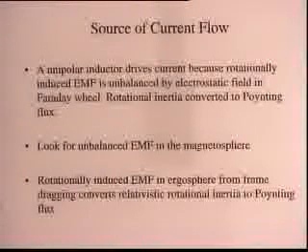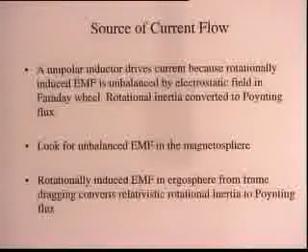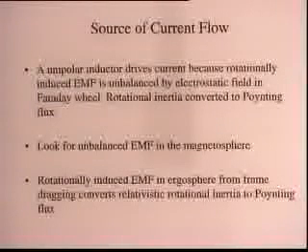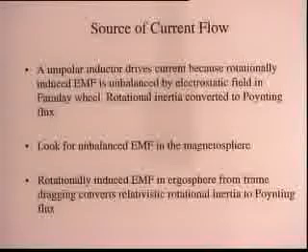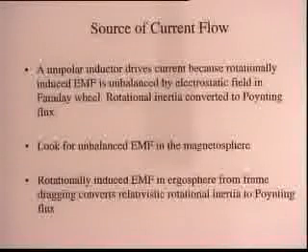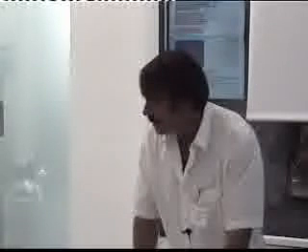So we want to find some kind of unbalanced EMF that can exist in the magnetosphere that can actually drive currents. And what we will find is there's a rotationally induced EMF from frame dragging, just like in the unipolar inductor, the Faraday wheel. And we'll also see that relativistic rotational inertia that's been imparted to the plasma by pure general relativistic effects will be converted to Poynting flux, just like in the Faraday wheel.